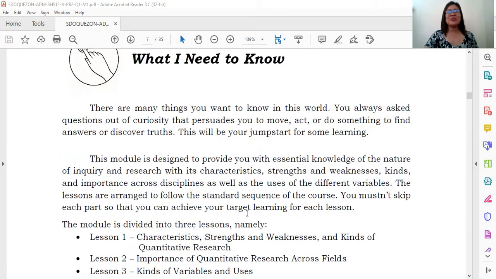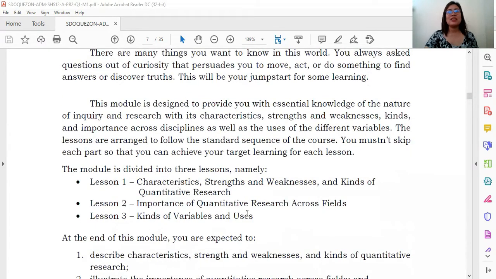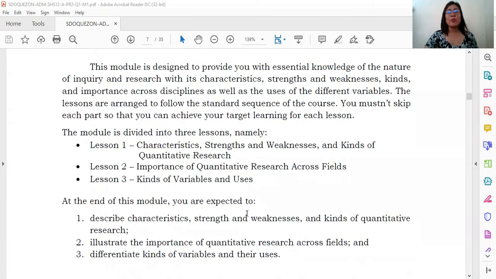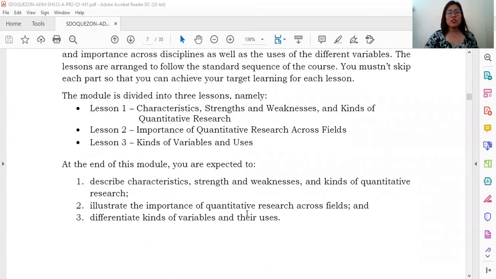Turn to page 1 of your module, What I Need to Know. You will see that the module is divided into 3 lessons: Lesson 1, Characteristics, Strengths and Weaknesses, and Kinds of Quantitative Research; Lesson 2, Importance of Quantitative Research across Fields; and Lesson 3, Kinds of Variables and Uses. At the end of the module, you're expected to describe the characteristics, strengths and weaknesses, and kinds of quantitative research, illustrate the importance of quantitative research across fields, and differentiate the kinds of variables and their uses.